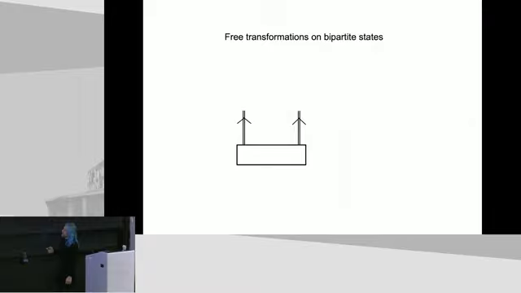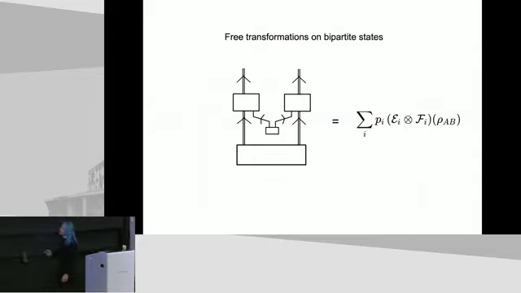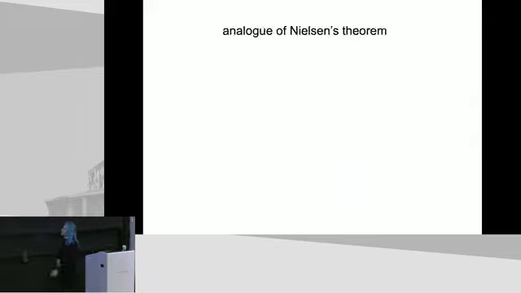So consider, for example, you have a bipartite state, the most general free transformation: local operations, which we can then correlate with our shared randomness, as we already mentioned. Each of these channels here is just a local channel. So this is a product of two local channels, E_i tensor F_i, and then we're mixing those together using this classical randomness. This is the most general transformation on a bipartite state.